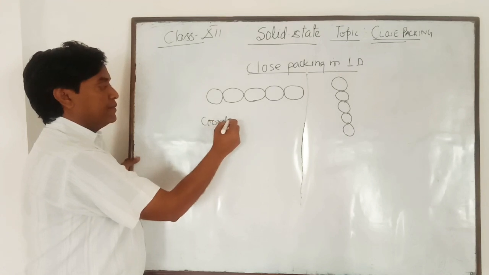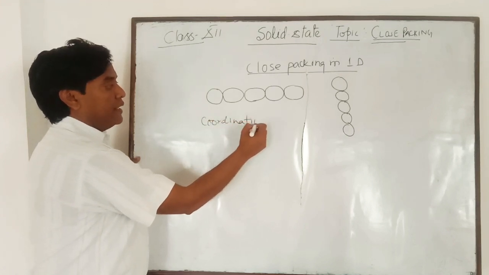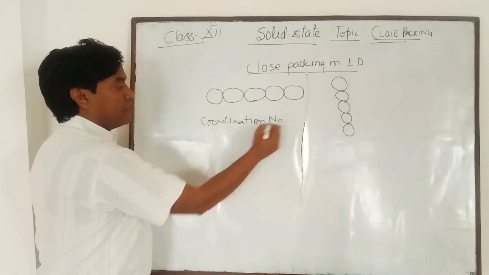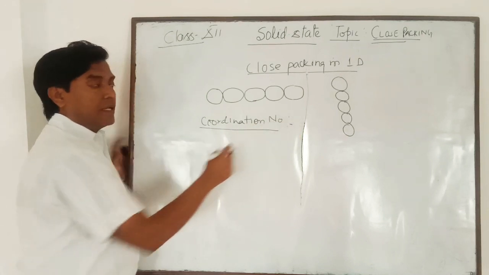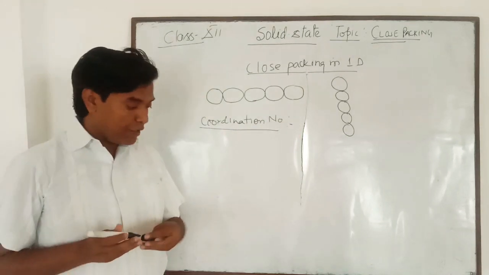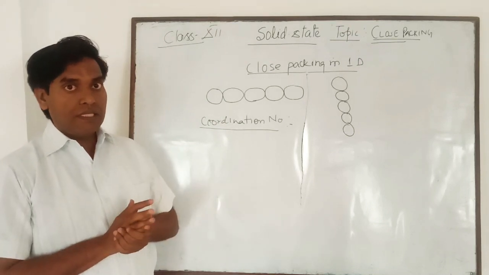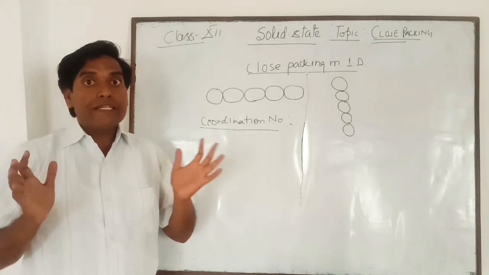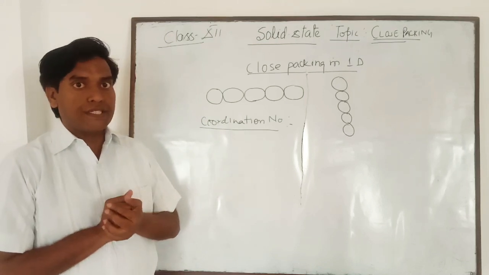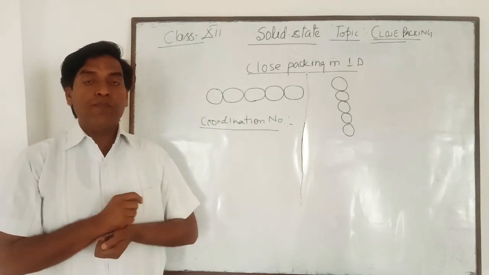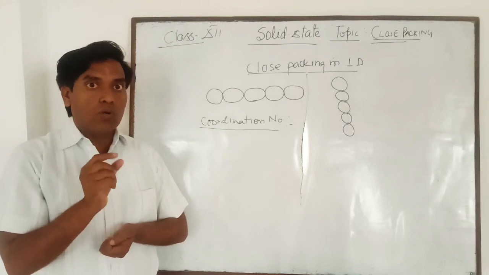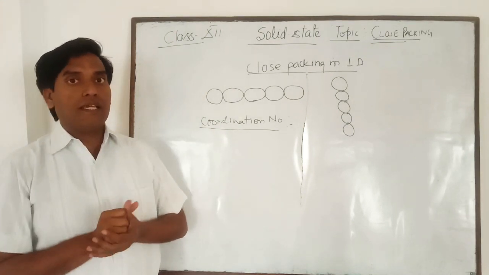But before studying closed packing, one most important topic is there, that is coordination number. It is a very important point regarding all types of packing. So first of all, what do you mean by coordination number? The number of nearest neighbors is known as the coordination number. In Hindi I can say that the number of spheres that touch any sphere is said to be the coordination number.